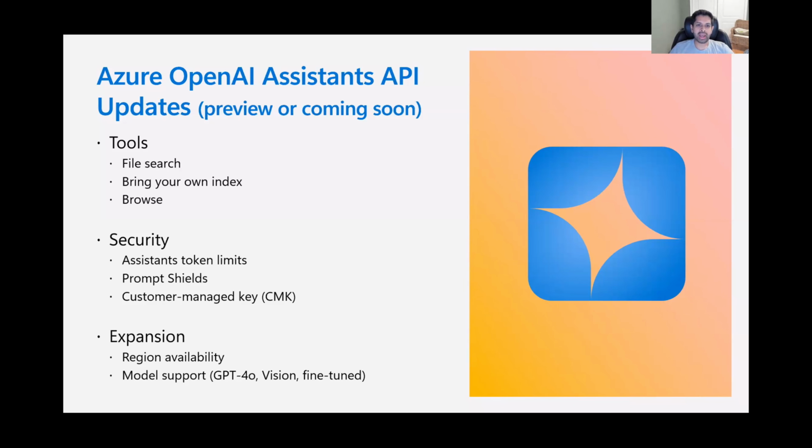Looking ahead, we're bringing the ability to bring your own index to the file search tool, which supports data indexes in a number of different index databases and data sources, such as Azure AI Search, Azure Cosmos DB for MongoDB vCore, tongue twister, Azure Blob Storage, Pinecone, Elasticsearch, and a whole bunch more. In addition to that, our Assistants API is going to be able to browse the web as well, so you can get the latest information that's available on the web by using Bing.